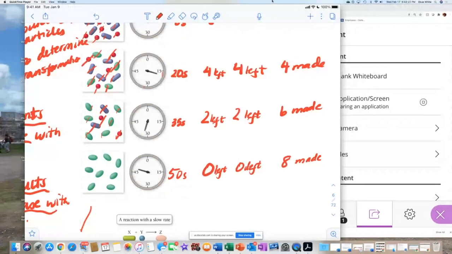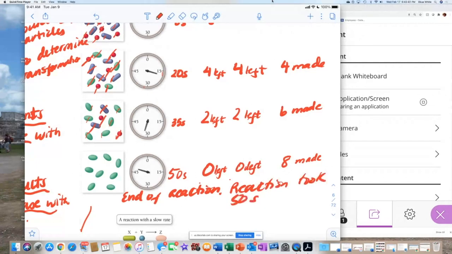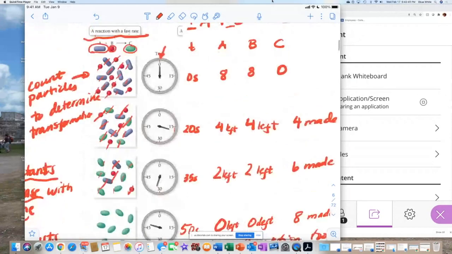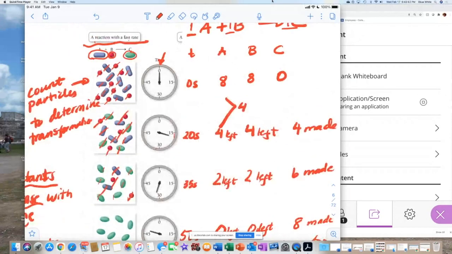You started off with stoichiometric amounts, so there's no excess reactants. Both ran out. Here we can say it's finally the end of the reaction. And if you were asked this, you'd say the reaction took 50 seconds to reach completion, right? And based on the reaction, of course, you can say from here to here, 4 amounts of each reactant reacted, right?